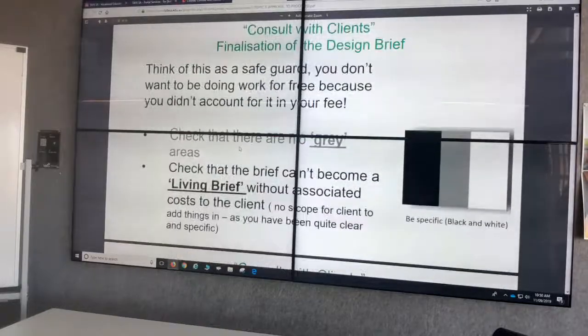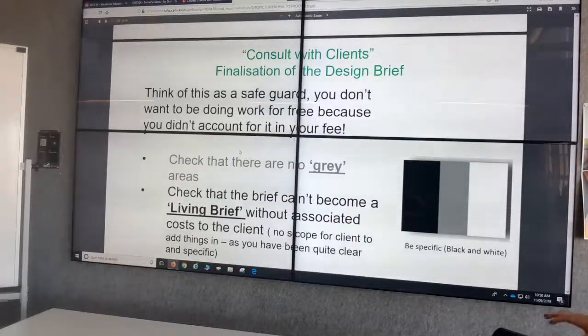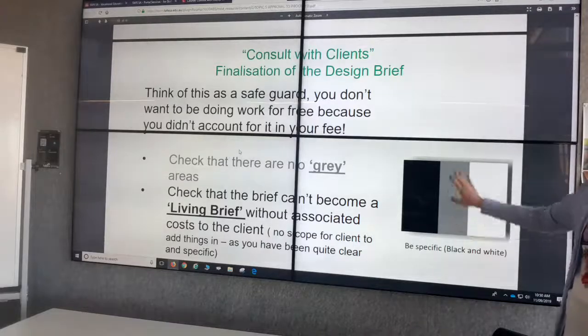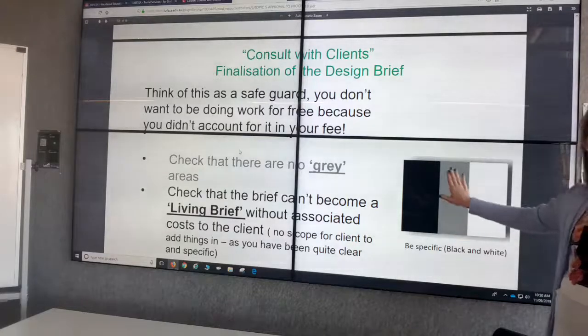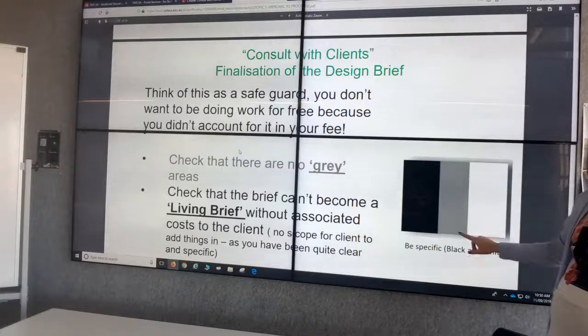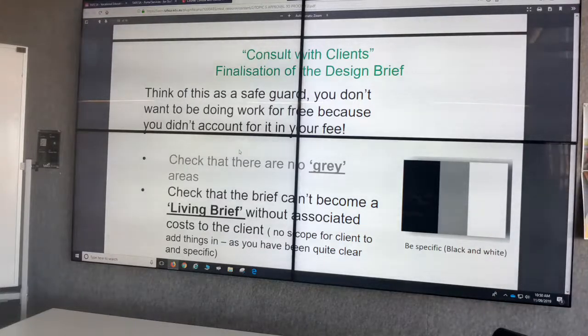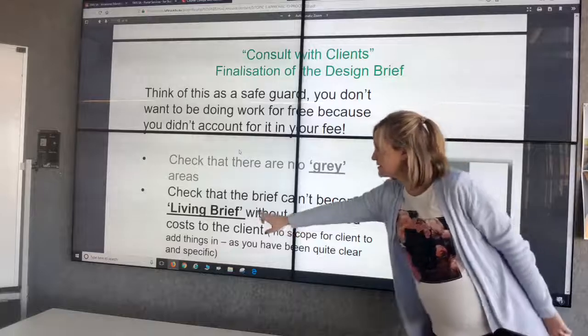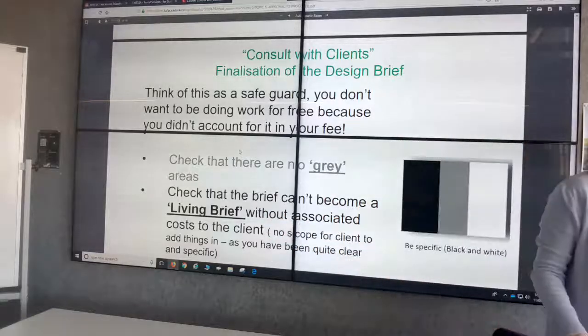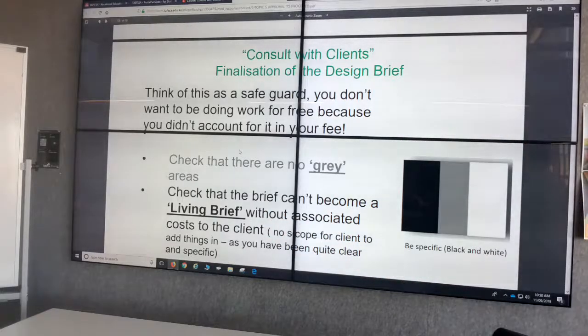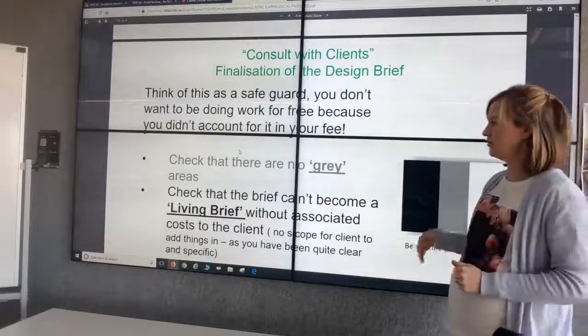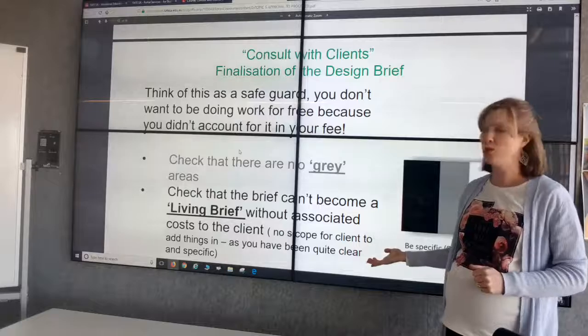All right, so again, just to help you, I've put a little color chart here so that there's no gray area. We don't want the gray area, we want it to be black and white. It all needs to be very clear and outlined in your approval to proceed letter. And as Emily mentioned, that's the living brief. You do not want anything other than what is mentioned in this approval to proceed letter to be brought in, where it will cost you more later on.